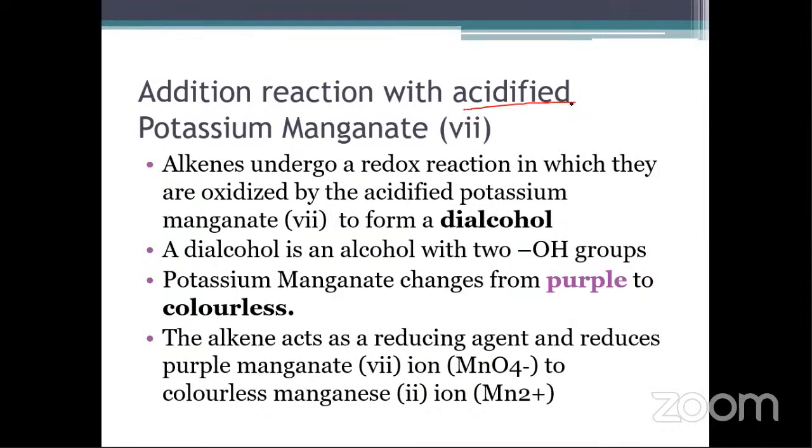You can also react the alkene with acidified potassium manganate, and this is another way that you can tell if something is an alkene. So you use acidified potassium manganate and you will get a dialcohol, which means it has 2 OH groups instead of 1. And what will you see? Well, you will see the color change from purple to colorless. The potassium manganate will change from purple to colorless. Why? Because the alkene is acting as a reducing agent. So it reduces the manganate ion to the manganese ion.